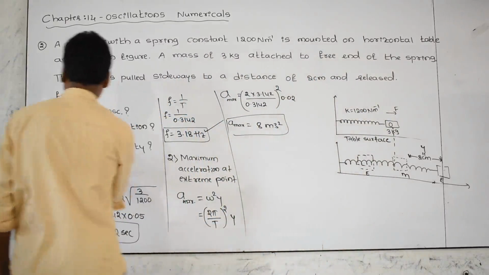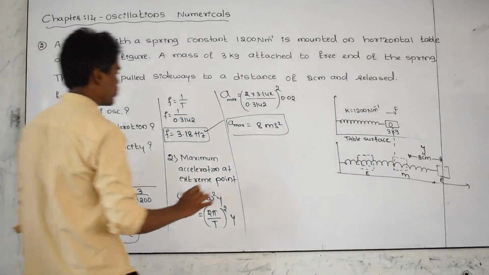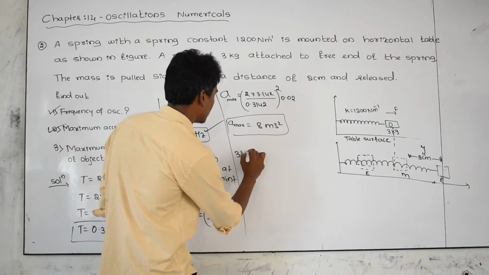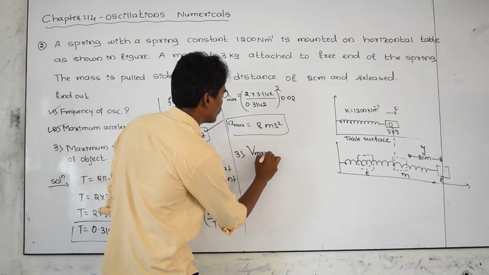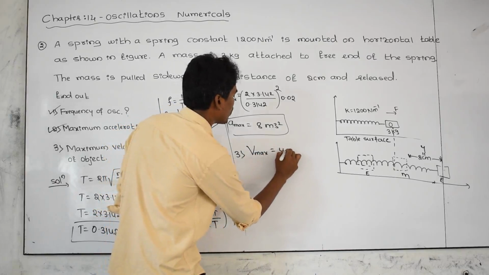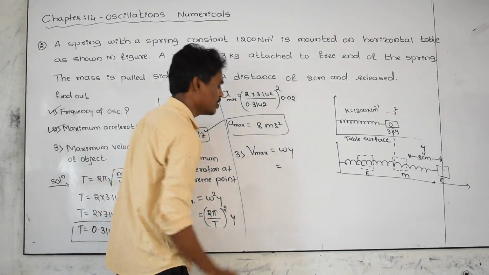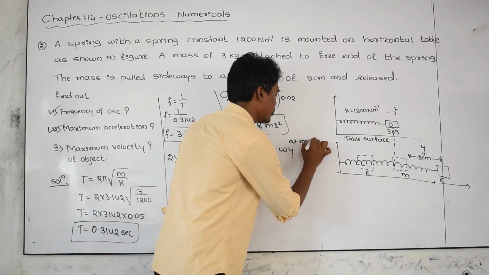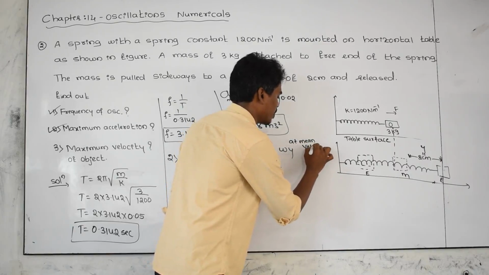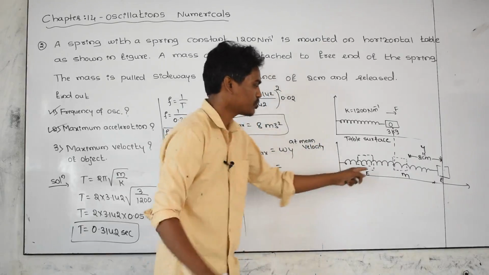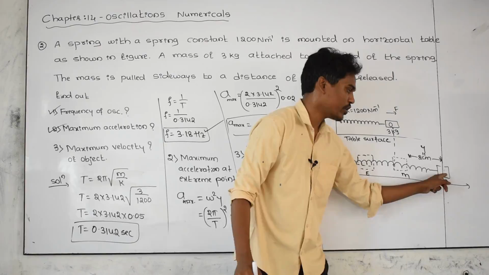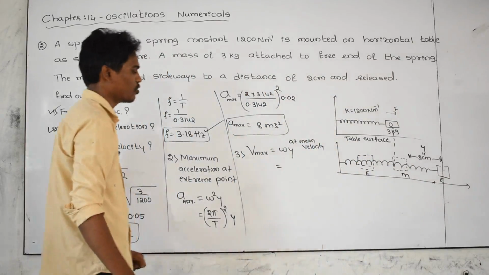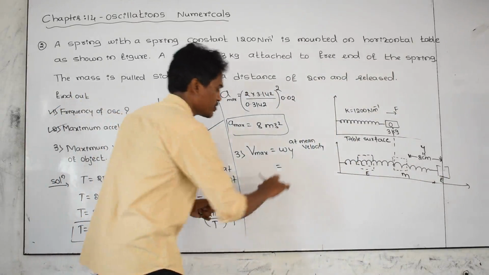And the third one is maximum velocity, that is V max. We need to find out V max is equal to the formula omega into y. Only at the mean point are we getting the maximum velocity. At this point velocity is equal to 0, at this point velocity is equal to 0, and at the mean point velocity is maximum, which can be found by using this formula.